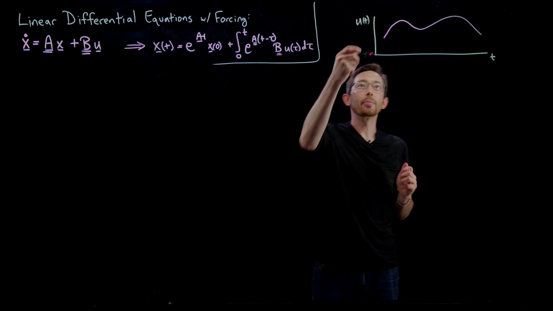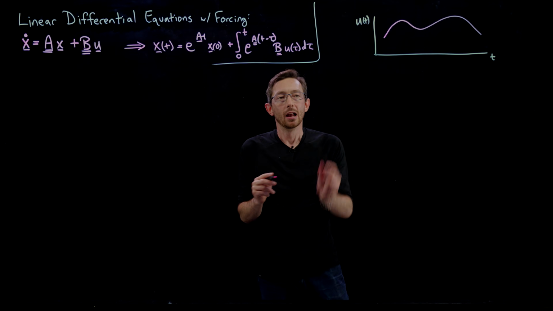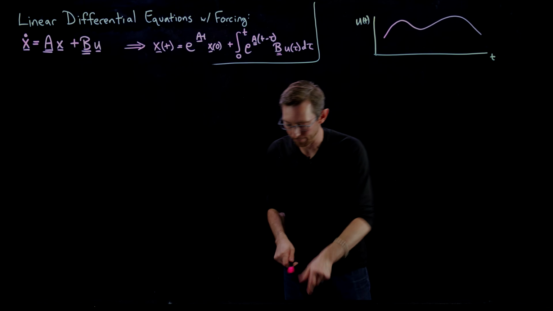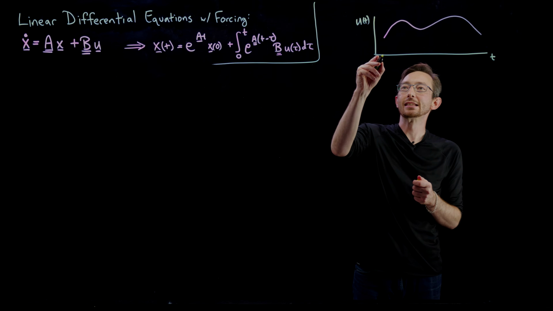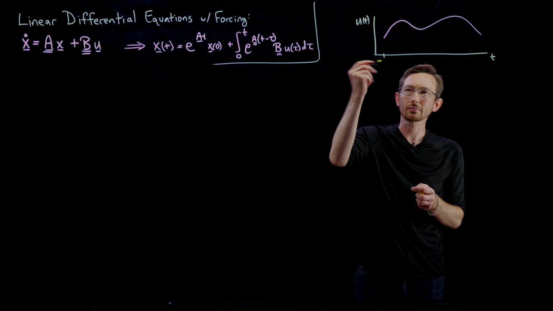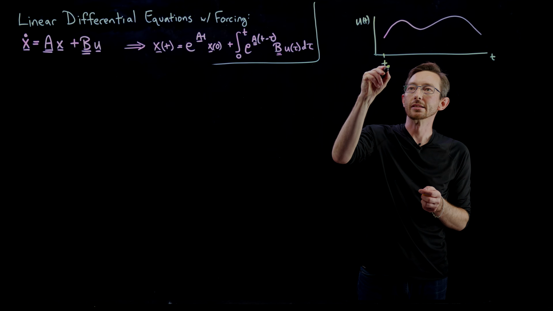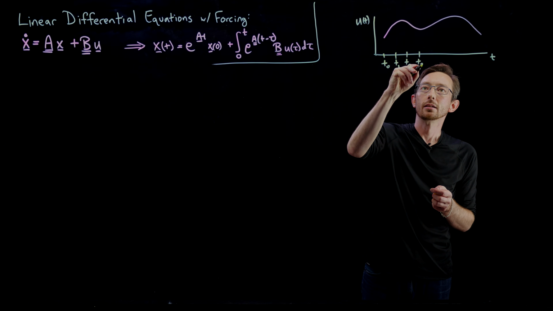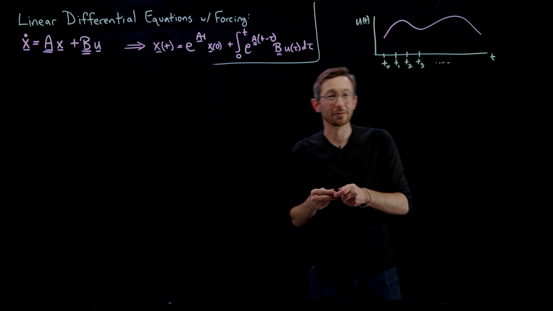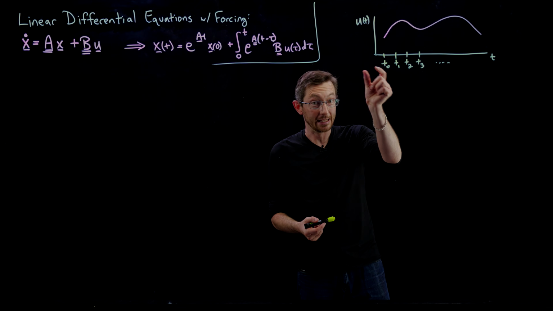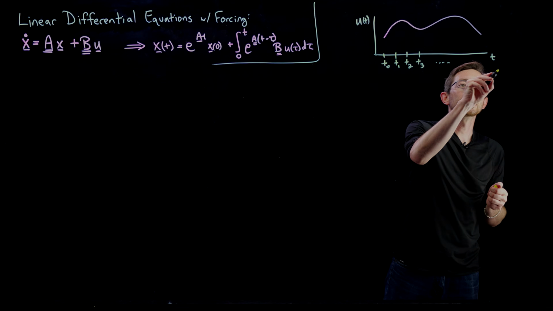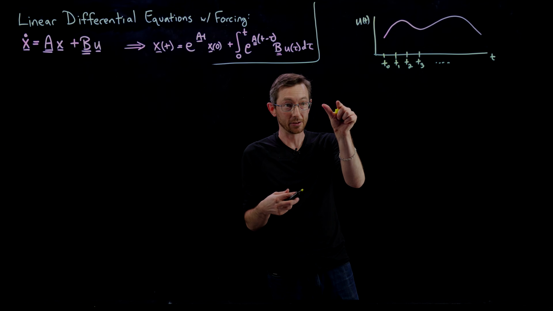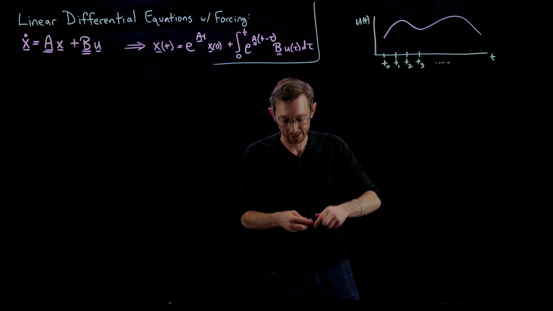And what I'm going to do is break this down into a bunch of little teeny tiny impulses. So I'm basically going to say I have time 0, time 1, time 2, time 3, all these little times separated by delta t. So t_{k+1} minus t_k is delta t. These are little fixed delta t time steps.